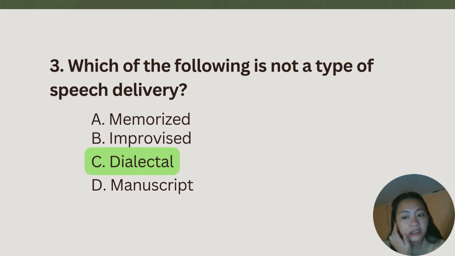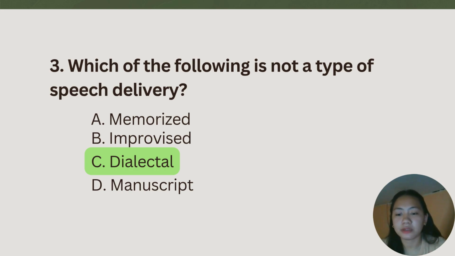The other three options are types of speech delivery. First, memorized: the speech is fully memorized and delivered without notes. Letter B, improvised, commonly called impromptu: the speaker delivers the speech without prior preparation. Letter D, manuscript: the speech is read word for word from a written script.